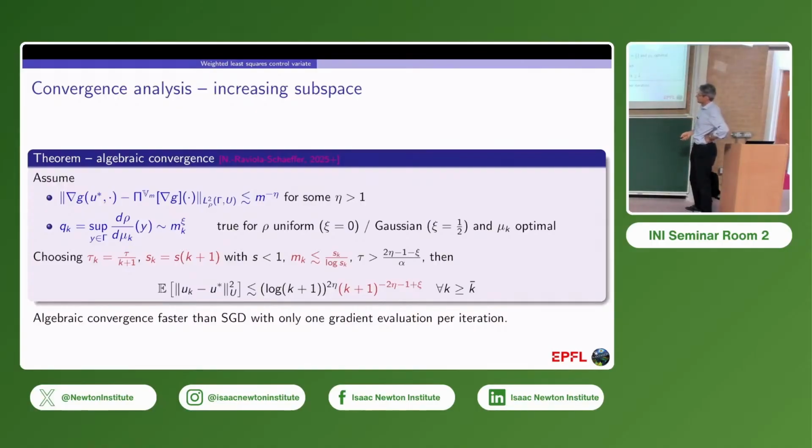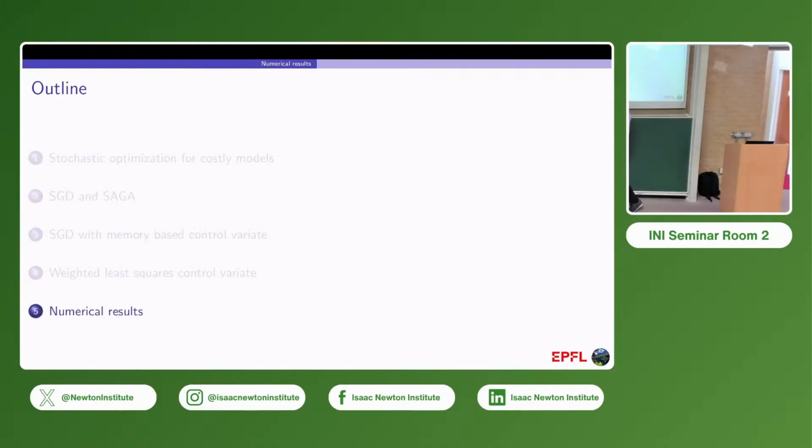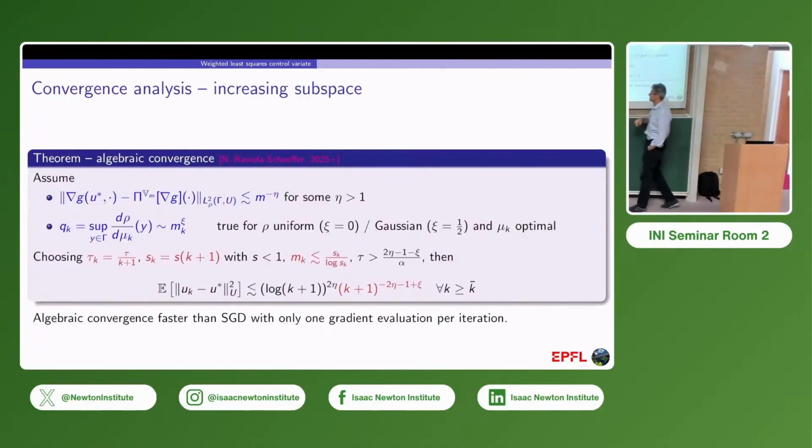So if we do this, we could show that we recover essentially this algebraic convergence rate. So the error at time k, the mean square error at time k, is of the order of k to the minus 2 eta. There are some technical things here. There is xi that is involved, that is the maximum of this density, which may go to infinity, but it doesn't usually go too fast for certain nice distributions. So that was for the algebraic case.